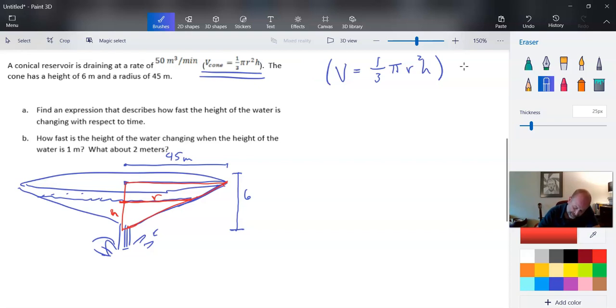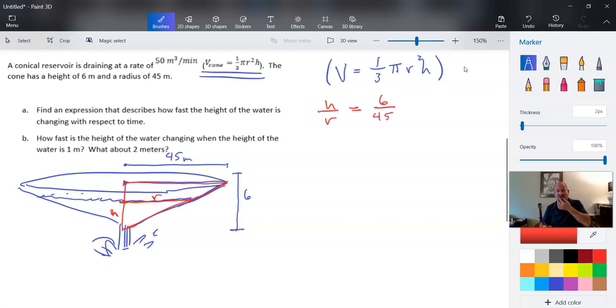So looking at this, I can say that h over r is that. Well, we know the total height is 6, and the total radius is 45. So we actually have a little proportion we can use here. In fact, I can simplify that down to 3/15. And so h is equal to 3/15 r, or r, which is actually the better one for us to solve for here.